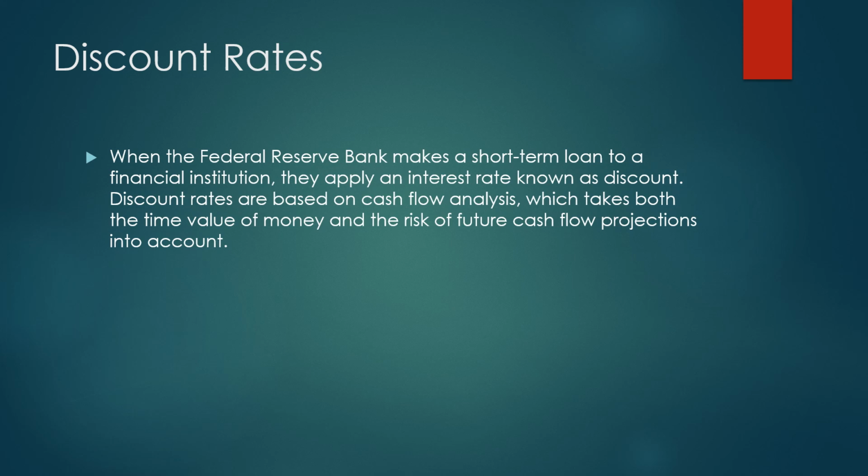Now, admittedly, I don't know much about this. I don't do anything with discount rates, mainly because it doesn't affect the common consumer. When the Federal Reserve Bank makes a short-term loan to a financial institution, they apply an interest rate known as a discount rate. Discount rates are based on cash flow analysis, which takes into account both the time value of money and the risk of future cash flow projections. That's a lot of information that I really don't know a whole lot about, but if you have any questions about it, believe me, I'll figure it out. So I hope this helps.